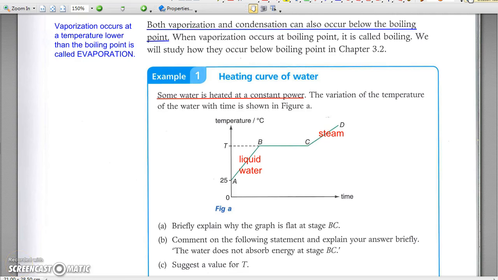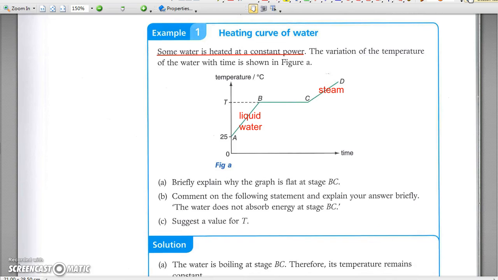Example 1. Heating curve of water. Water is probably the substance that we are most familiar with. In this example, some water at 25 degrees Celsius is heated in a closed container. Its temperature increases for a short time and then remains unchanged for a period of time as shown.